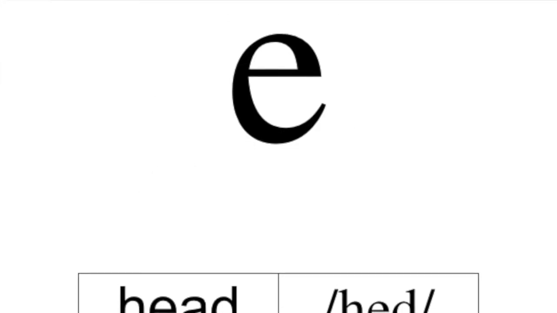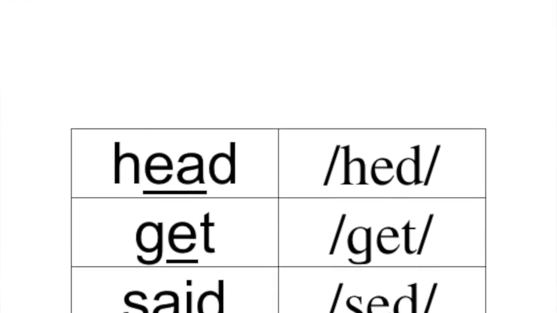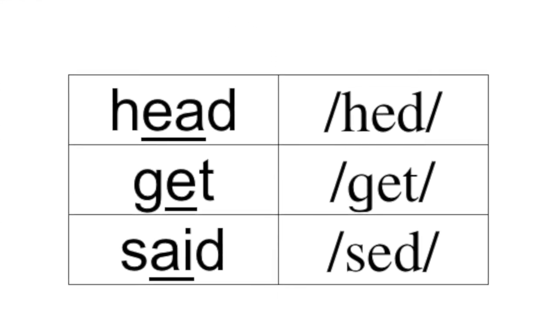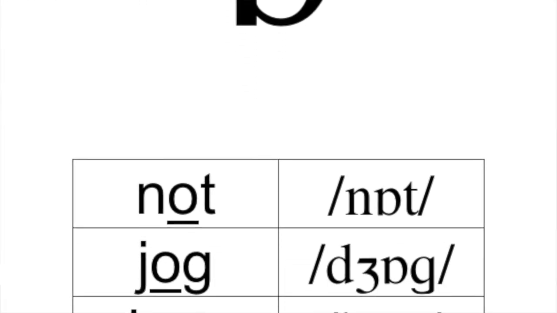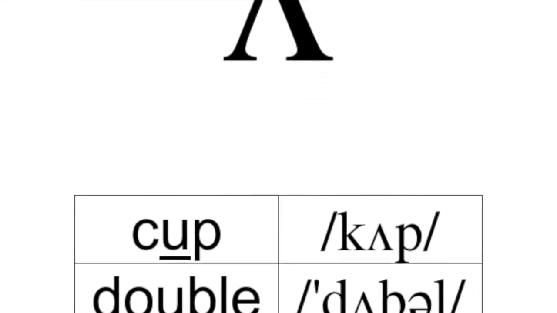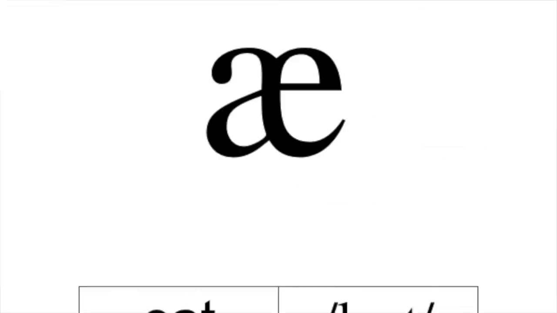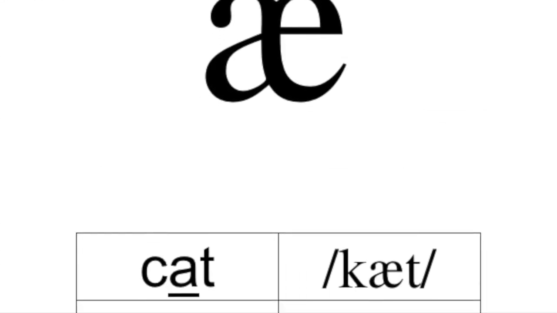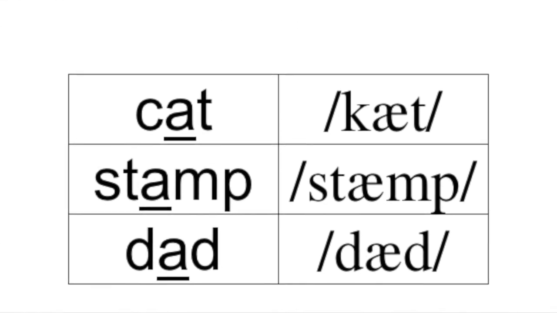Short vowel sounds now. This symbol represents the sound e, like ten or bed. This symbol represents the sound o, like got or rock. This symbol represents u, like cup or luck. If you see this symbol, it's a short a, hat, black.